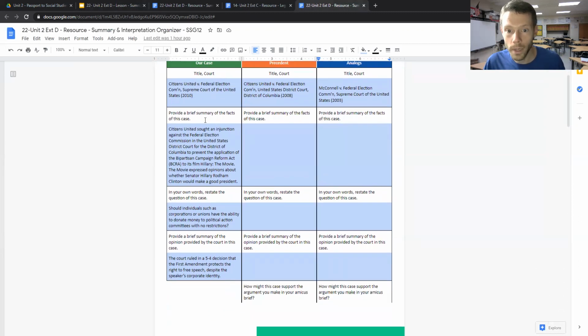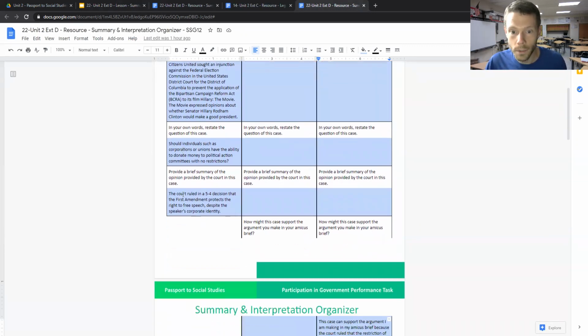So you'll want to provide, again, a brief summary of what are the facts of the case and why did it make its way to the Supreme Court or to the district court, depending on the case itself. You want to restate the constitutional questions. So in the case of Citizens United, it was a First Amendment case. And then a brief summary of the opinion that was actually provided by the court in that particular case.